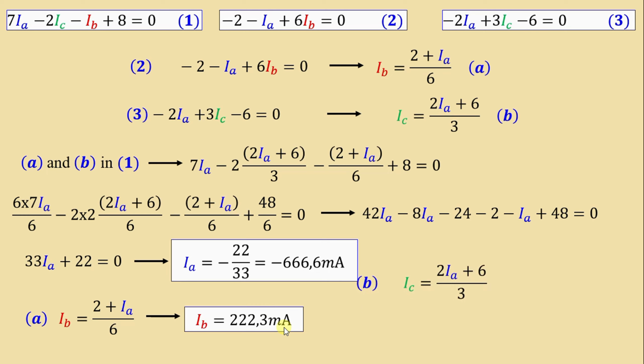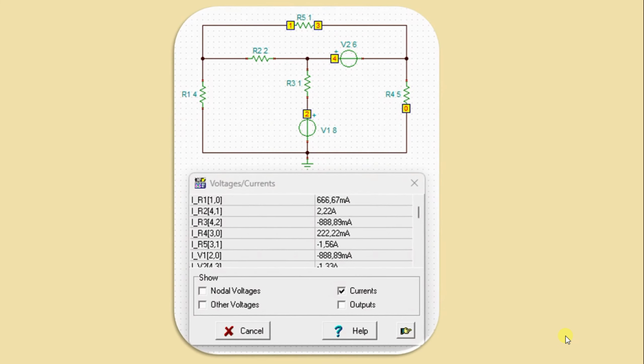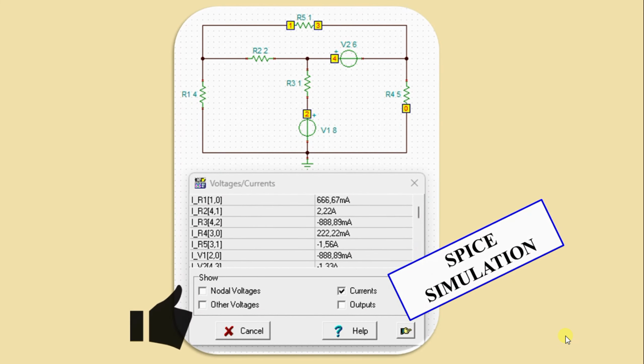We go now to equation B. We have IC is equal to (2IA plus 6) over 3. We obtain finally IC is equal to 1.56 amps. We know that I is equal to IA minus IB. We obtain finally I is equal to negative 888.9 milliamps. After we finish calculation, we have done simulation using SPICE simulator in order to verify our calculation.